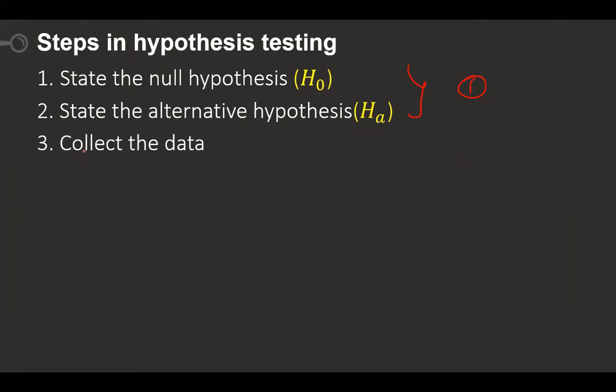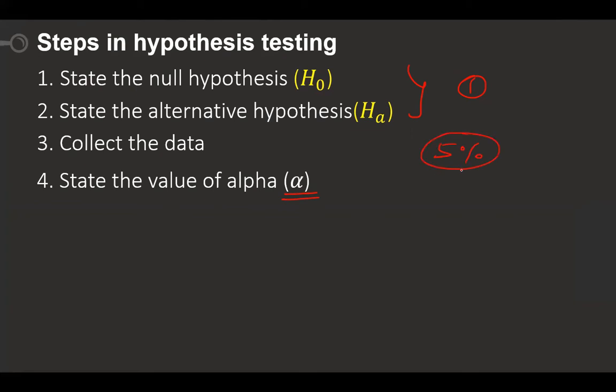Then collect the data. I am going to collect the data. Then I set the value of alpha. Who will set the alpha value? I am going to set it. Say I am 5% doubtful whether I will make a mistake, so alpha will be 0.05.